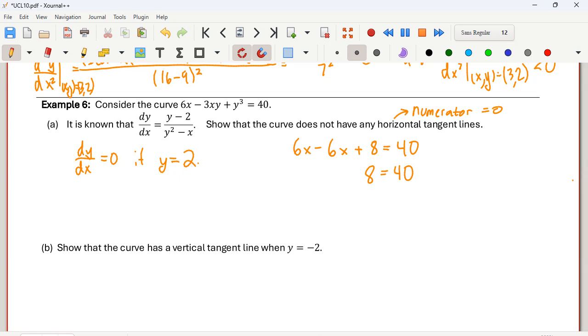Consider the curve 6x minus 3xy plus y cubed. And I plugged into 6x, another negative 6x, and then 8 for 2 cubed. Yep.